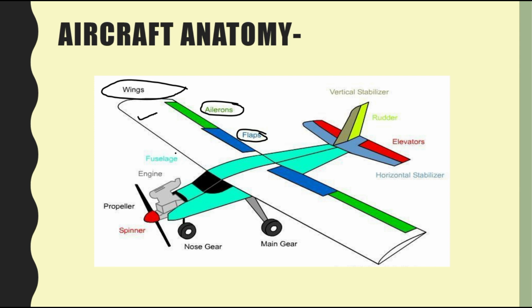Basically, ailerons are control devices used for roll stability. What I mean by roll stability is the motion of the aircraft about an axis passing through its fuselage. So this is the roll axis. The motion about this axis is controlled by the ailerons. So ailerons are basically designed for this purpose.